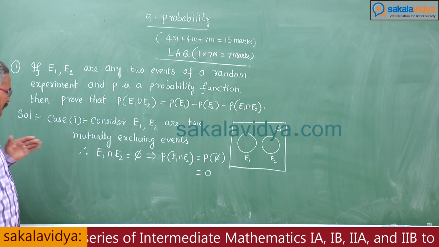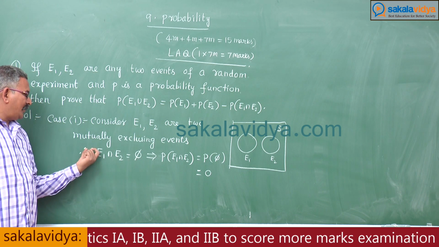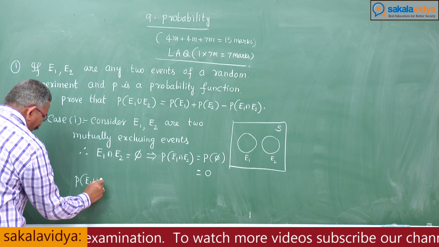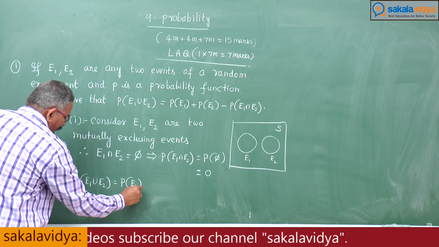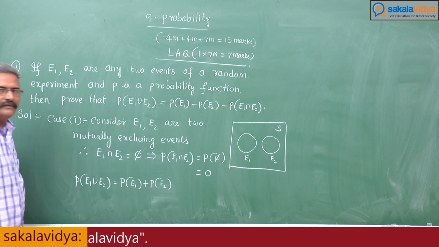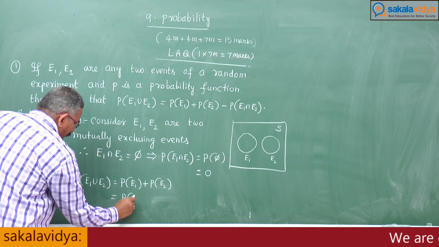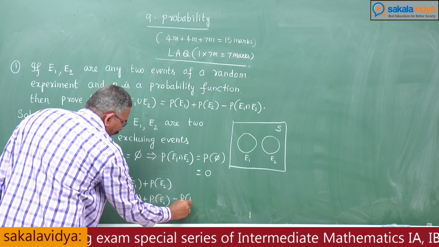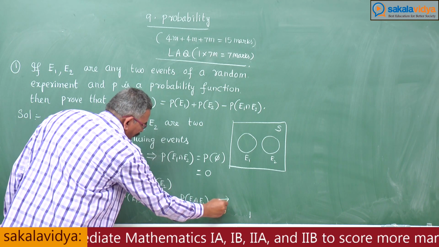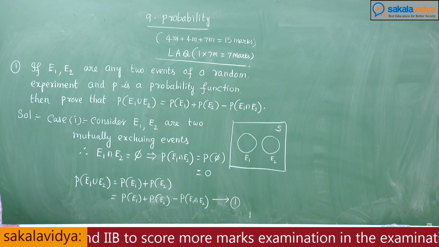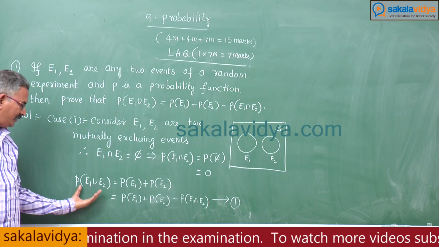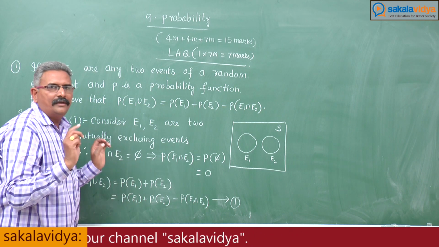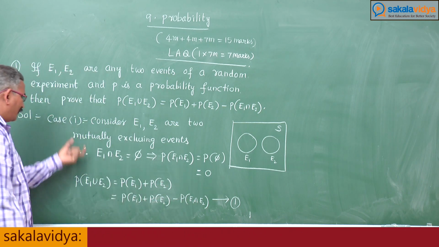Now, in this case, if E1, E2 are mutually exclusive events, we write from the probability axiom P of E1 union E2 is equal to P of E1 plus P of E2. Now, this can be written as P of E1 plus P of E2 minus 0, that is nothing but P of E1 intersection E2, say equation 1. So, if E1, E2 are two mutually exclusive events, we have proved P of E1 union E2 is equal to P of E1 plus P of E2 minus P of E1 intersection E2. Because this is 0, it won't make any problem for us. So, we proved case 1.